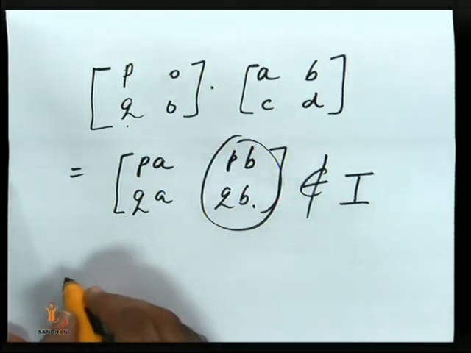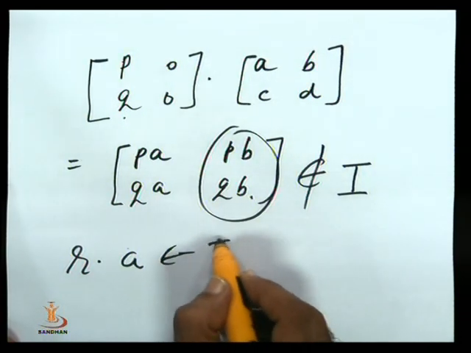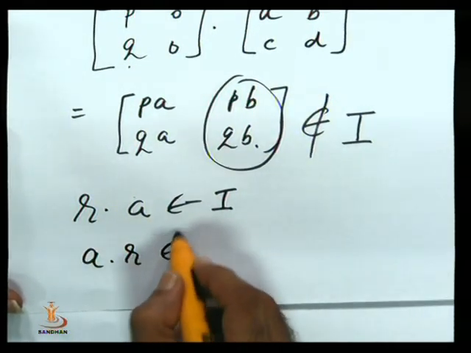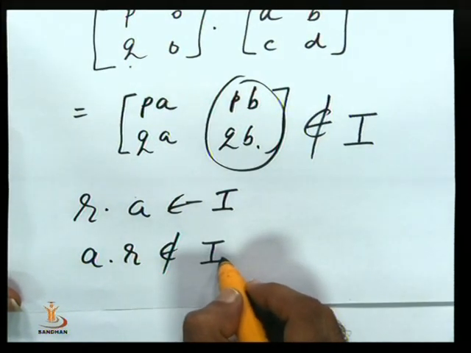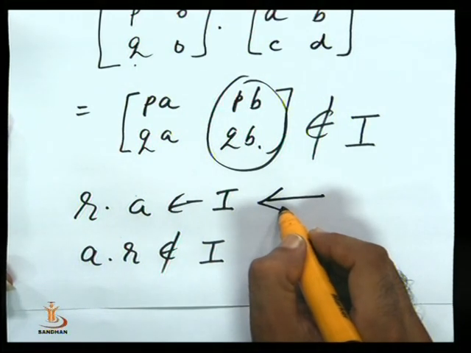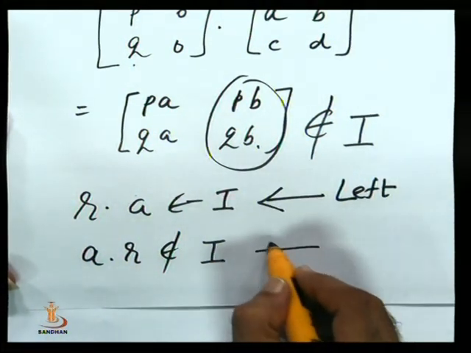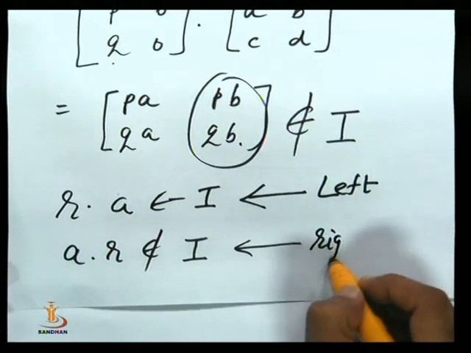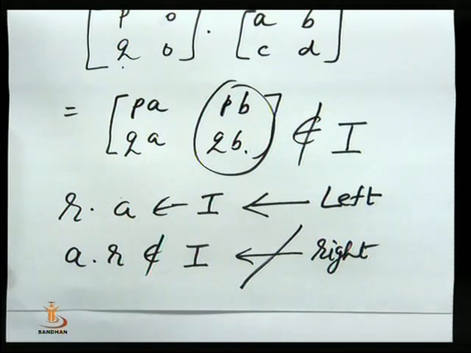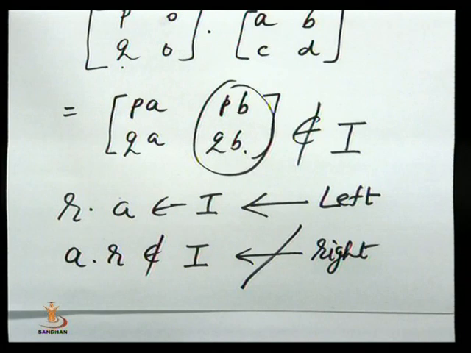So we could see that R into A belongs to I, but A into R does not belong to I. Okay, so this was an example where I is a left ideal, but it is failing to be a right ideal. So having a left ideal doesn't always mean we get a right ideal also.